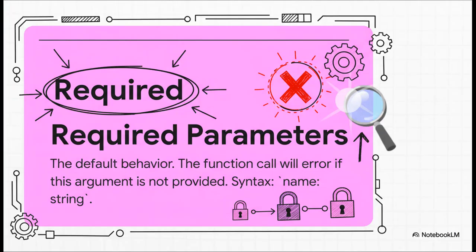All right, first up, the one you'll see the most. Required parameters. This is the default. When you type a parameter like this, you're making a contract. You're basically telling TypeScript, hey, listen up. This value has to be here every single time. It's your guarantee that your function will have what it needs to work.